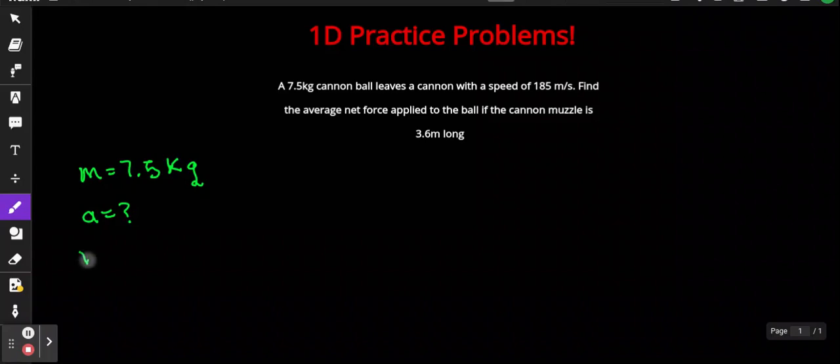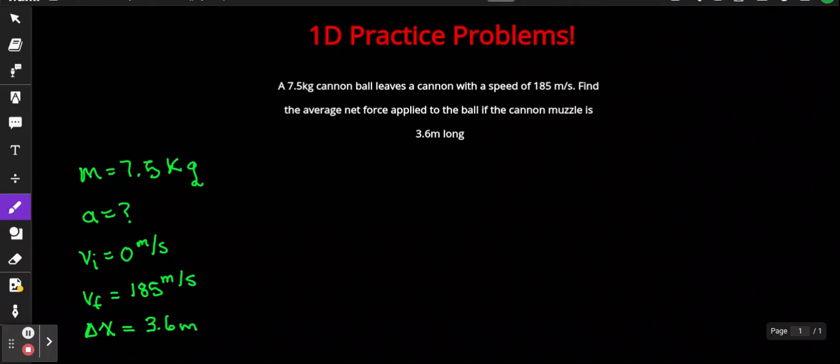We know that our initial speed is 0 because in a cannon, before shooting it, our ball is stationary. We know that our final speed is 185 meters per second, and we know that our displacement, which is the length of the cannon, so the length the ball has to travel before reaching its final speed, is 3.6 meters.